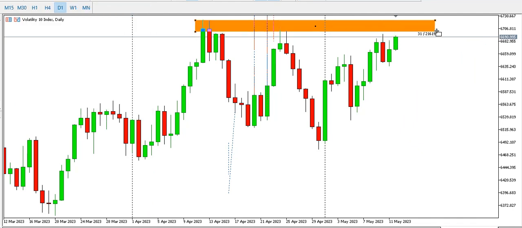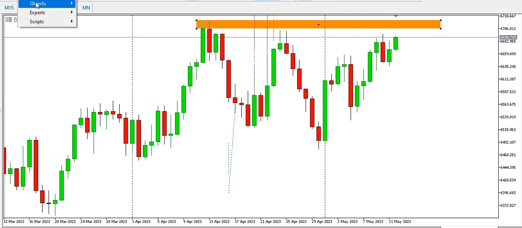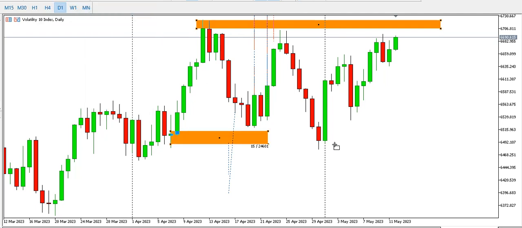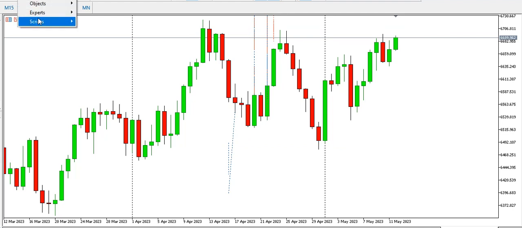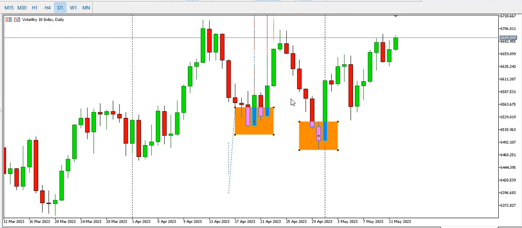This is the range top on the daily time frame. This is the range bottom on the daily time frame. Look at more like an inverted head and shoulder. What do I mean by that? This is the left shoulder. This is the head. And this is the right shoulder. So V10 is ranging on the daily time frame with an inverted head and shoulder outlook.